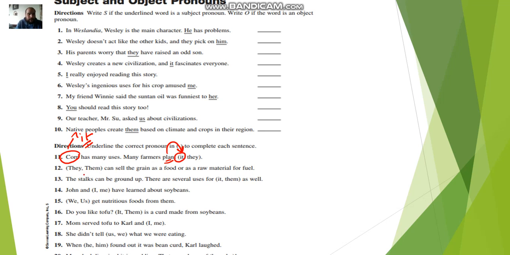It's obvious. They or them can sell the grain. Here you can see that we have they or them. One of them is a subject pronoun, the other is an object pronoun, but you can see it comes before the verb, so you have to use a subject pronoun, which is they, okay? Because they are the doer of the verb of what? Of selling the grain as food. They are not receivers. That's why we cannot use them.